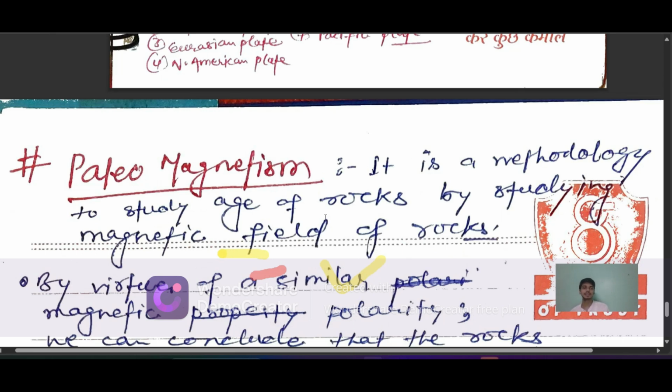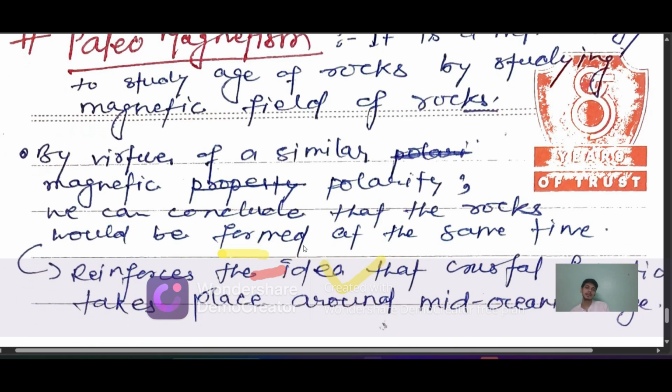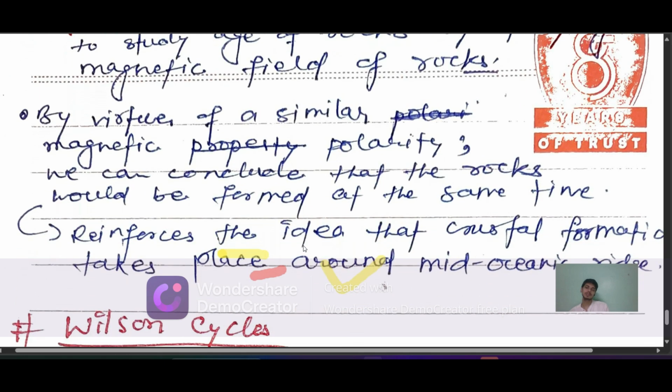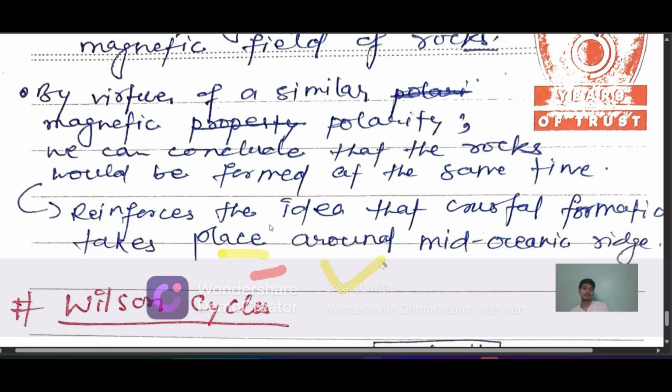There are a few terms like paleomagnetism. It is a methodology to study the age of rocks by studying the magnetic field of rocks. Through this we can find out when the rock was formed.